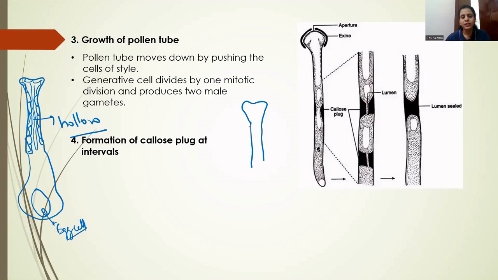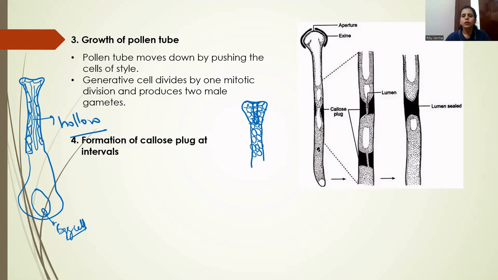But there are certain species in which the style is actually not hollow. Okay, the style is completely filled with cells. There are cells which are tightly packed inside the style. So in such species, the pollen tube actually has to push these cells and grow through the style.